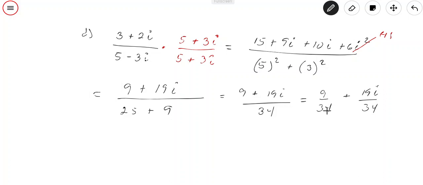34 is not divisible by 3 because the total of the digits of 34 is 7, and 7 is not divisible by 3, so 34 is not divisible by 3. So I cannot simplify this anymore. 19 is a prime number, and 34 is not prime, it's 2 times 17, right? But it doesn't share any common factor with the numerator, so I just leave it like that. I cannot simplify that anymore.